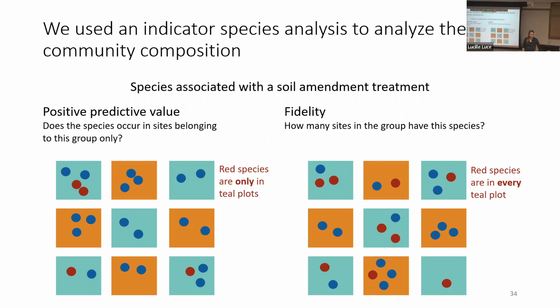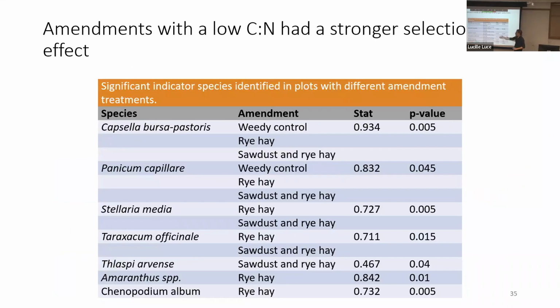So we ran this on all of the different weed species that we saw in our experiment. And we found several weed species that had a significant predictive value. And what I thought was kind of interesting about this data, what I want to point out to you, is that all of the species were pretty much predictive of soil amendment treatments that included rye hay. So that, again, is adding a fair amount of nitrogen to our soil.